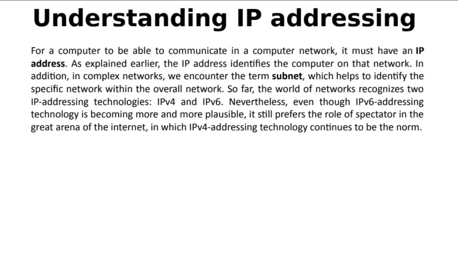And we have also something called a subnet. A subnet is the address of a network. One part of your network, we are dividing your network into subnetworks, so we call it a subnet, which helps to identify the specific network within the overall network. We have two types of IP addressing: IP version 4 and IP version 6. IP version 6 is becoming more popular. This is the latest technology, IP version 6. But many people are still using IP version 4.